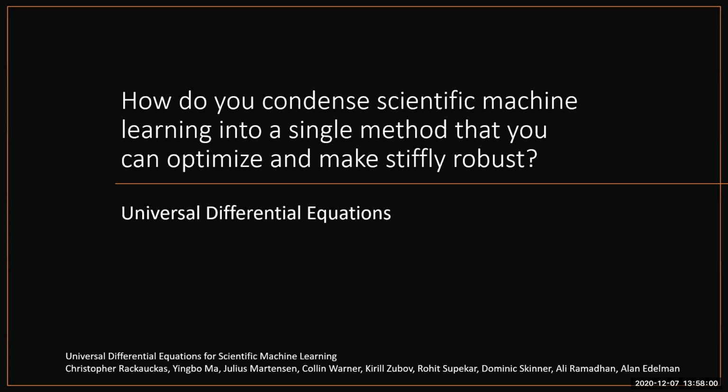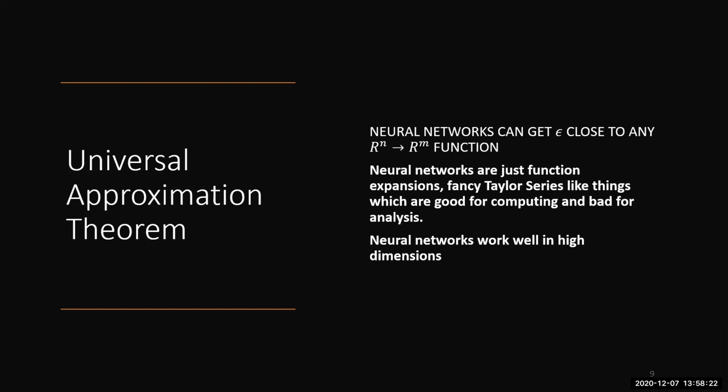And so the real question is, how can we condense scientific machine learning, this idea of doing models with machine learning and all the different ways that you can think about doing it? How can we express it as one single method so that we can sit down, understand the numerics of the problem, and make it stiffly robust? This is what we did through the universal differential equation method.